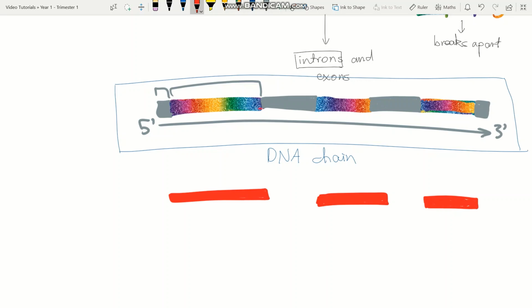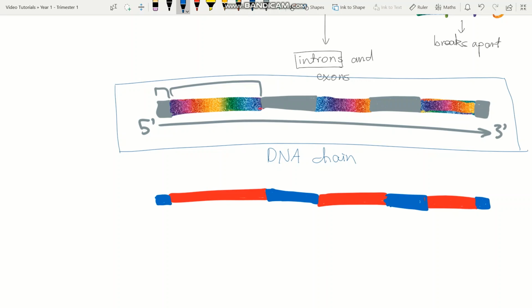So exons on RNA equals exons on DNA. And in this color, I'll denote the introns, which will also be in the same position as what they were in the DNA chain. So this will just allow us to draw the process more easily. So what happens after that?